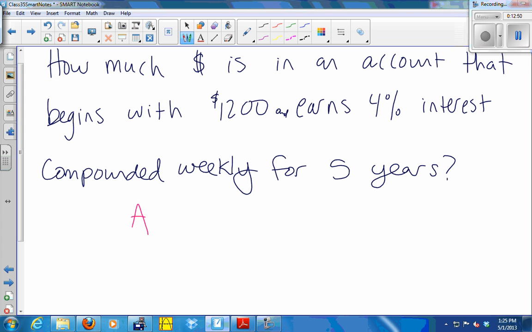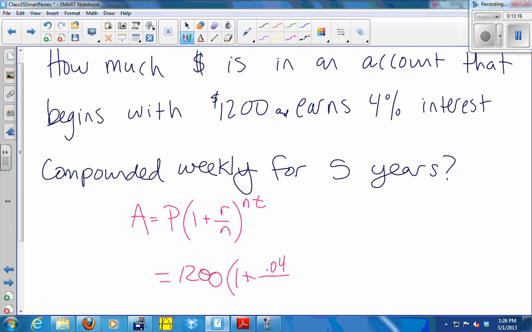Let's see, my formula is A equals P times 1 plus r over n to the nt. And now you just plop in the things that you know, right? You're given a bunch of information, put it into the appropriate part of the equation. So I'm going to replace P, the principal, with $1,200. R, my interest rate, I have to change to a decimal, which is 0.04. And divide by n, which is the number of compoundings per year. So that would be 52. And then raise to the nt, so 52 times t, which is 5.